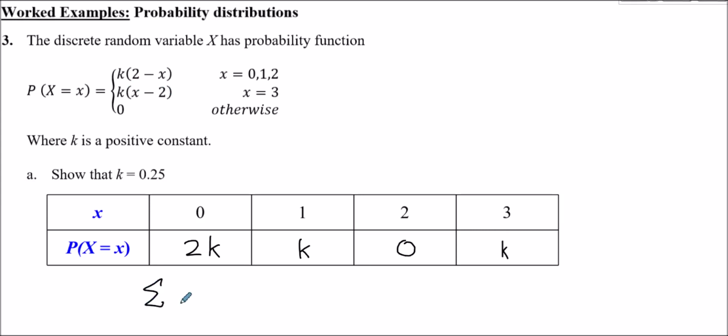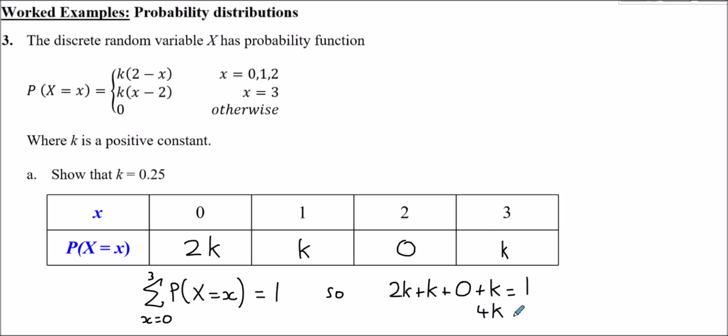Now, when we sum these probabilities, we're obviously going to get equal to 1, because the sum of all probabilities for any one event always equals 1. So as x goes from 0 all the way to 3, the sum of all these probabilities will equal 1. So if we add these probabilities together, which is 2k plus k plus 0 plus k, that'll equal 1. So how many k's do we have? We have 4 k's. So 4k equals 1. Therefore k will equal 1 divided by 4, which is a quarter. But as a decimal, we want to show that it's 0.25. So k equals 0.25. So we've proven what we wanted to prove. K is 0.25.